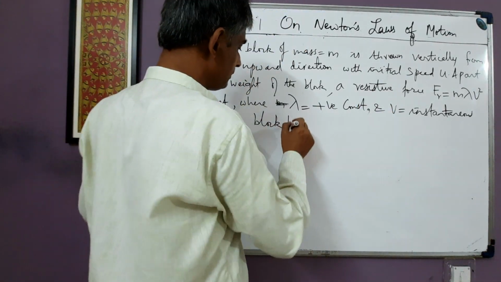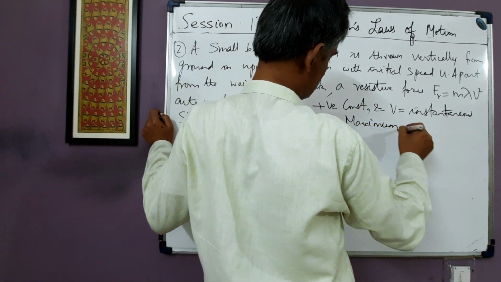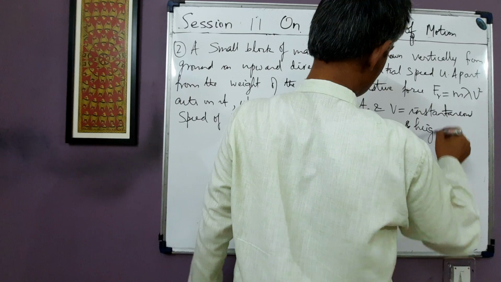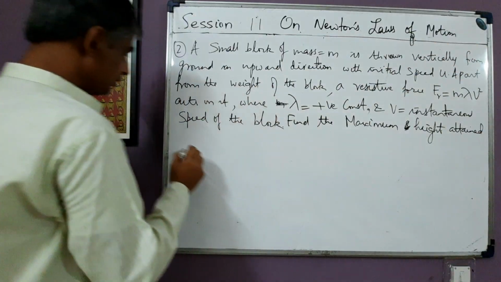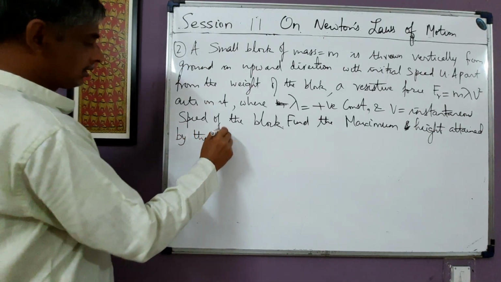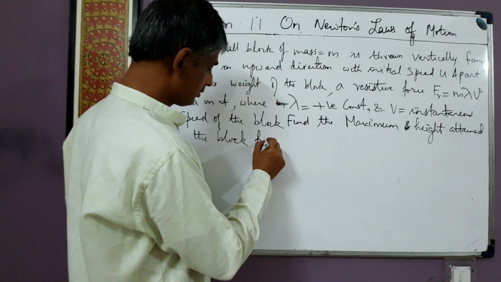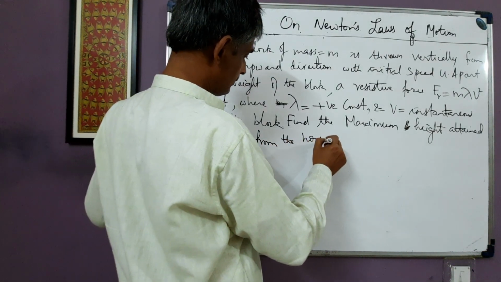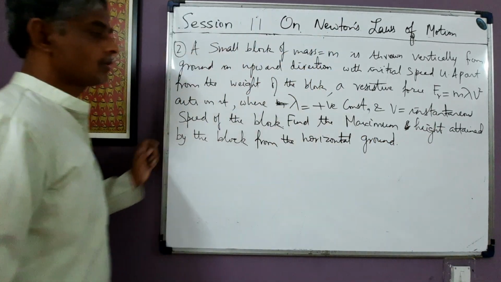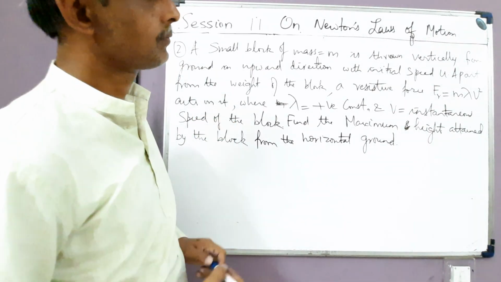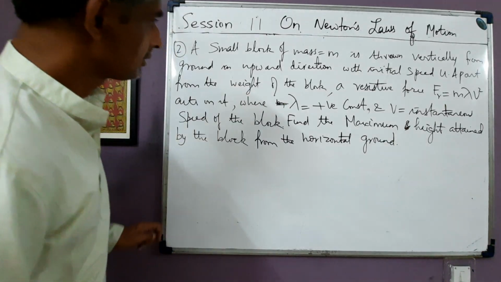That's why it's called resistance force. The question is this: find the maximum height attained by the block from the horizontal ground, in terms of the given quantities lambda, g, and u. Okay, fine. So now I solve this question.